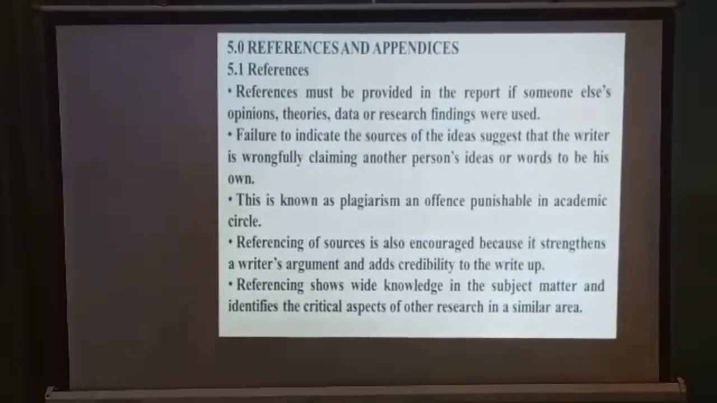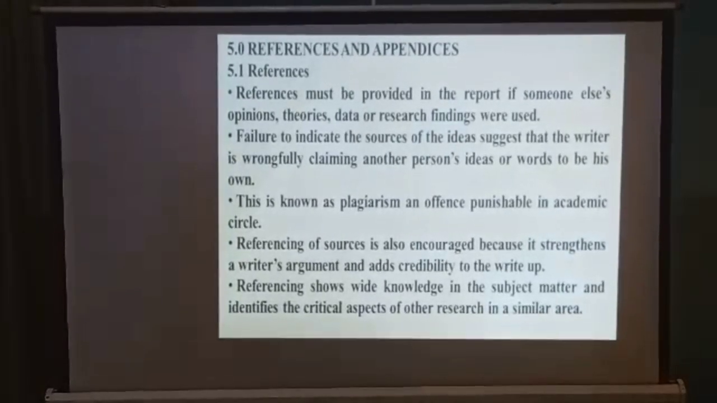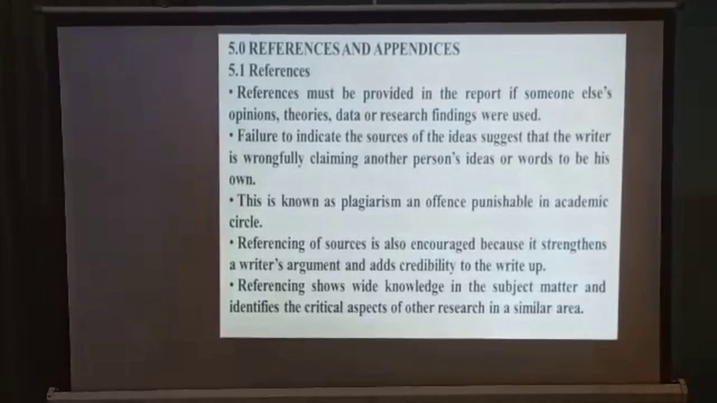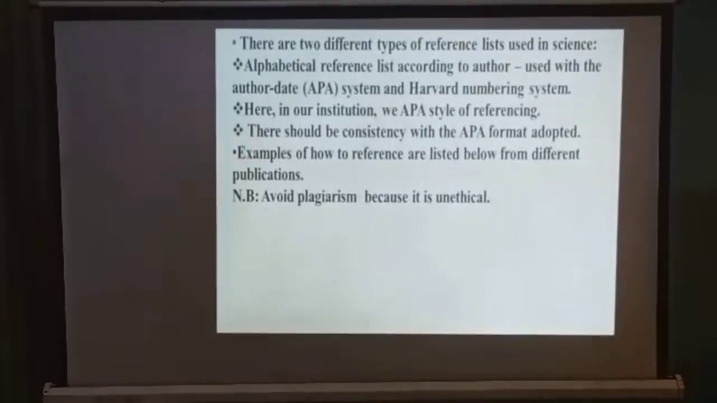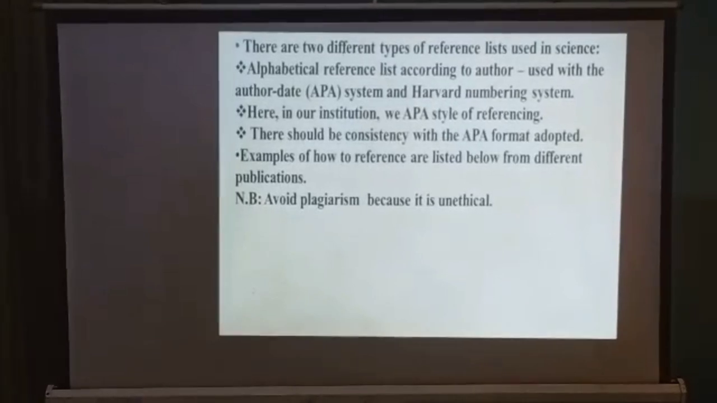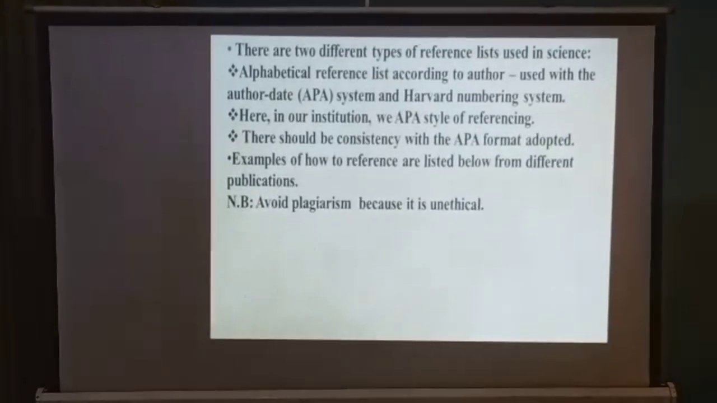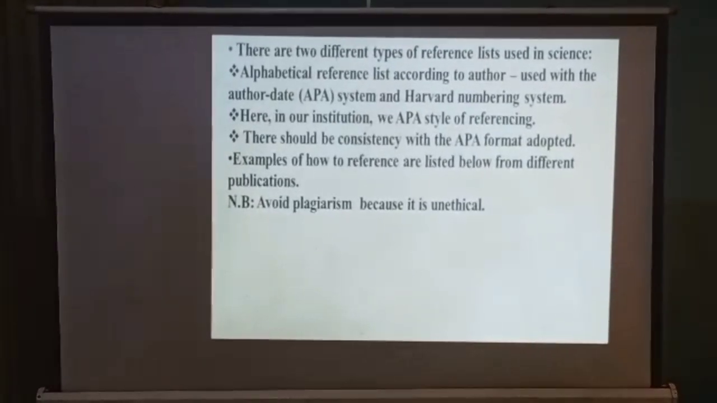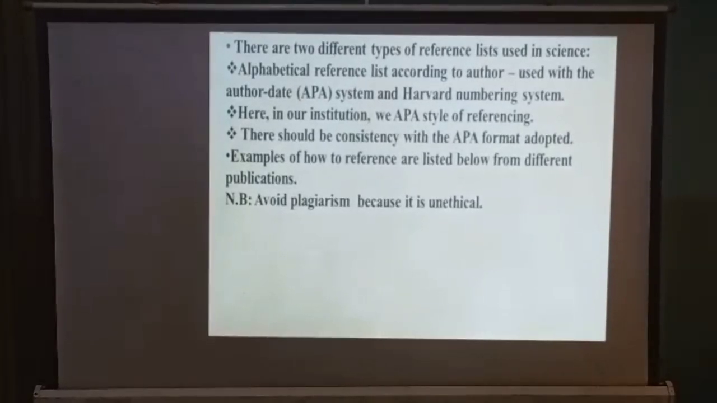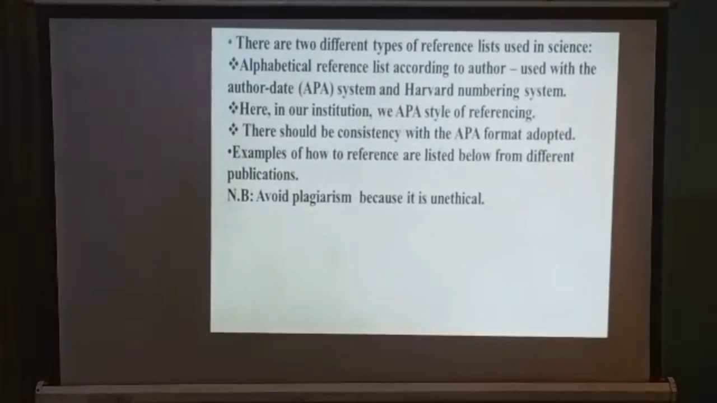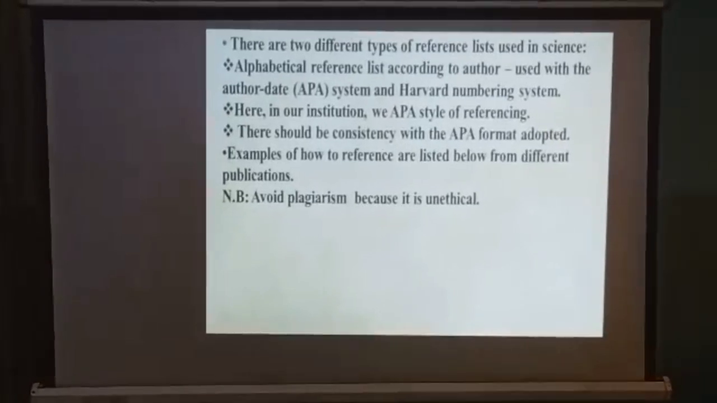Referencing shows wide knowledge in the subject matter and identifies the critical aspects of other research in a similar area. There are two different types of references used in science: the alphabetical reference list according to author, used with author-to-date, the APA system, and then the Harvard numbering system.